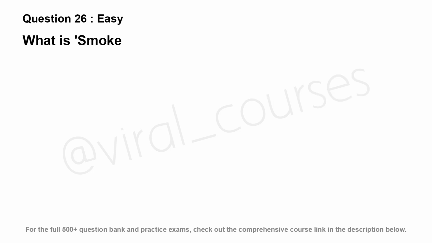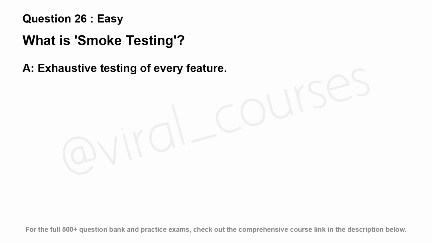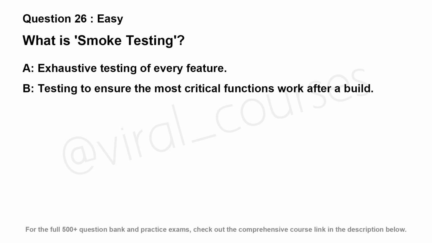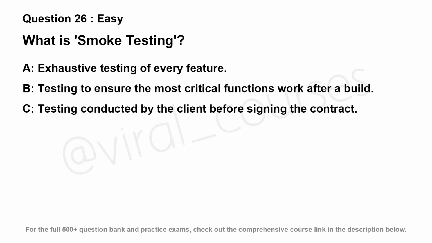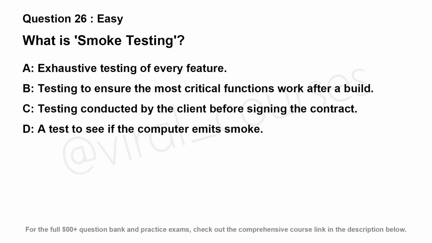What is smoke testing? Option A. Exhaustive testing of every feature. Option B. Testing to ensure the most critical functions work after a build. Option C. Testing conducted by the client before signing the contract. Option D. A test to see if the computer emits smoke.